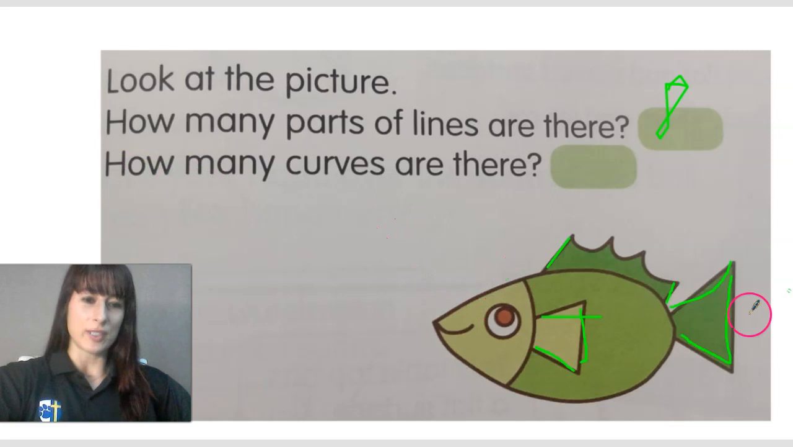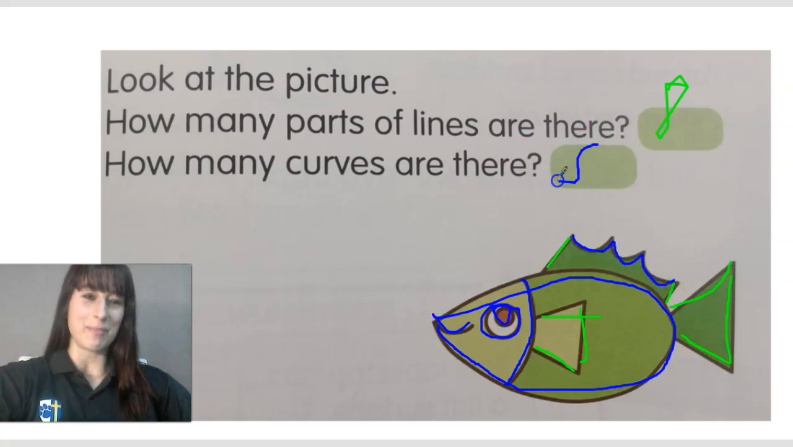And how many curves? Let's get a different color. And I also recommend that you do the same thing when you practice at home. Different color for curves and different color for parts of lines. 1, 2, 3, 4, it's a big one, 5, 6, 7, 8. Okay, so we have 8 parts of lines and 8 curves. Nice. We have a tie.